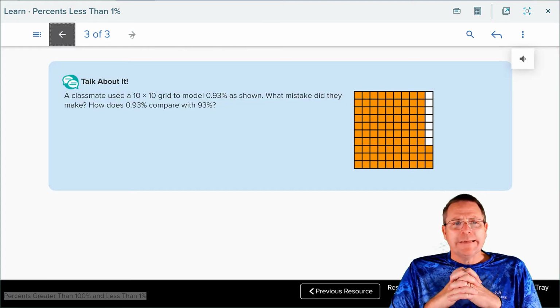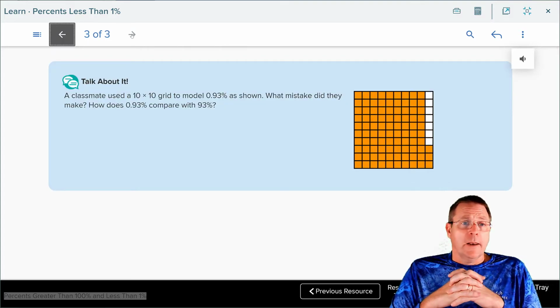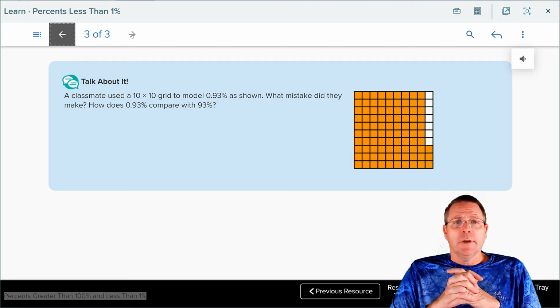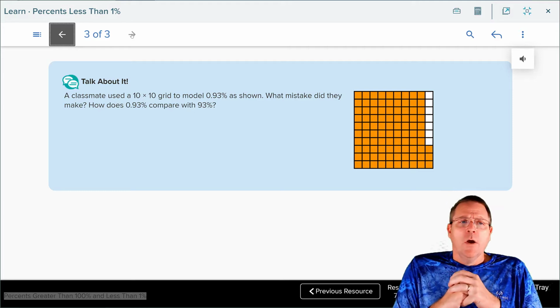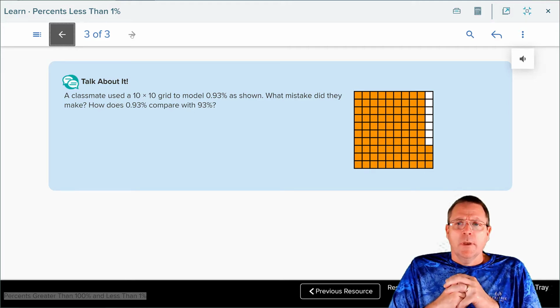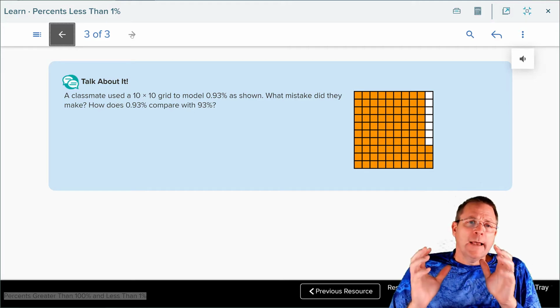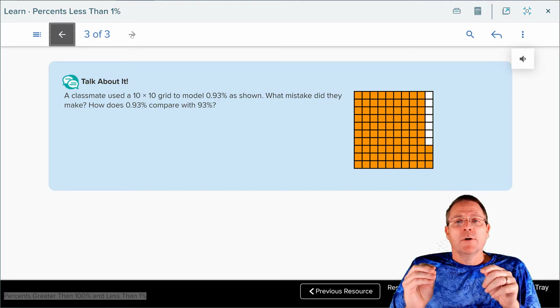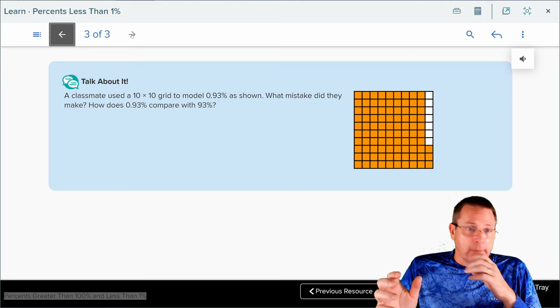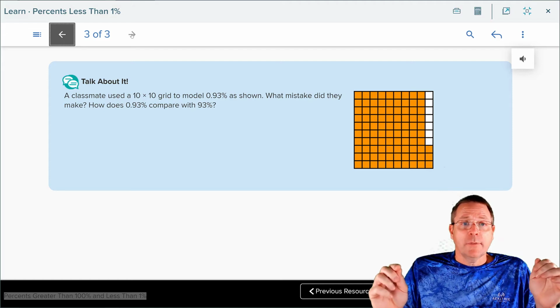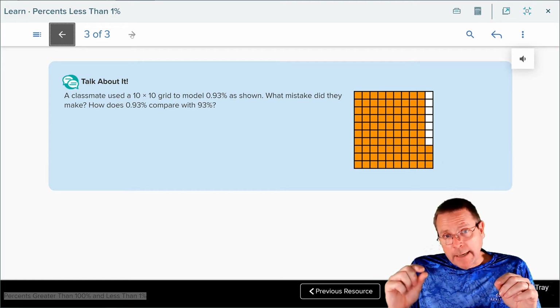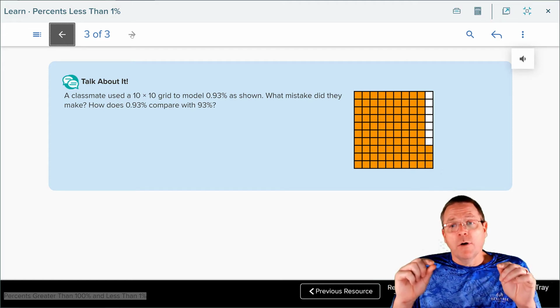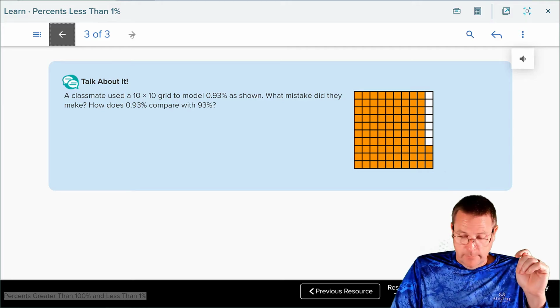So here we have an example of a mistake. The classmate used a 10 by 10 grid to model 0.93%, as you can see here. What mistake did they make? Well, instead of modeling 0.93%, they modeled 93%. They shaded 93% of that square instead of just a 0.93 portion of one tiny little square.